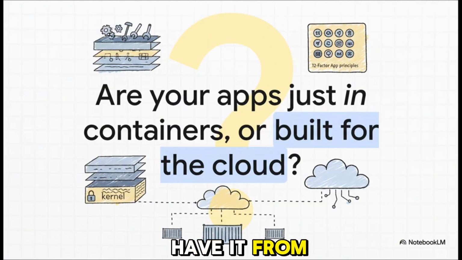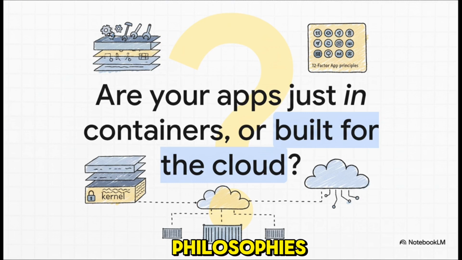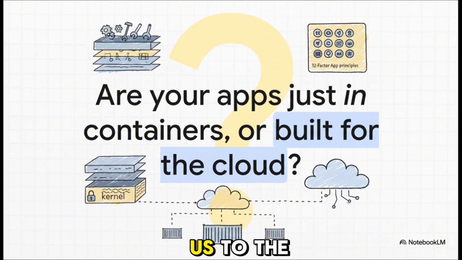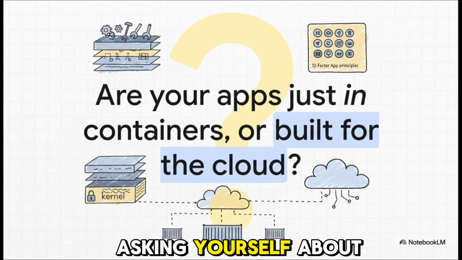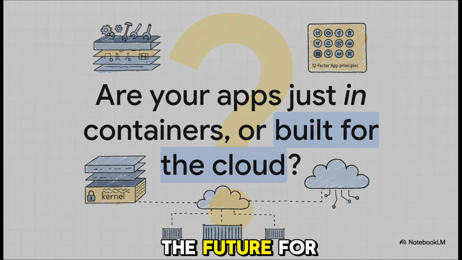So there you have it. From deep-down kernel features like namespaces and cgroups, all the way up to design philosophies like the 12-factor app, you can see that building modern applications is this really cool, layered craft. It all fits together, which really brings us to the one question you should be asking yourself about your own projects. Are your apps just happening to run in containers, or are they truly built for the future, for the cloud?